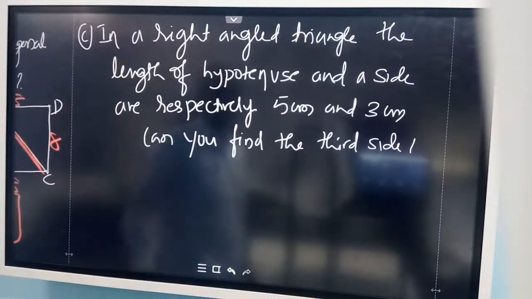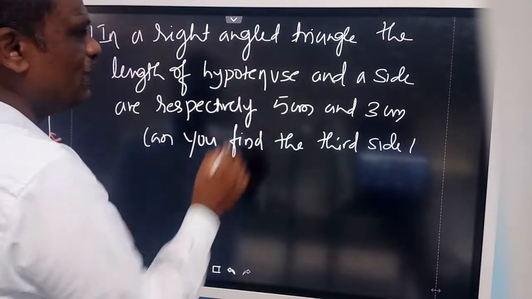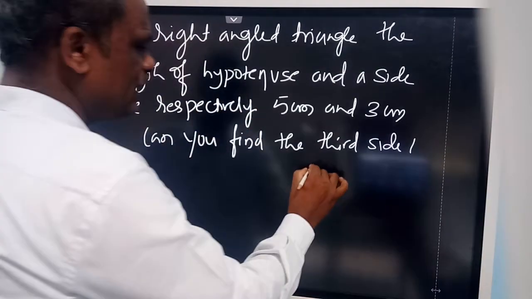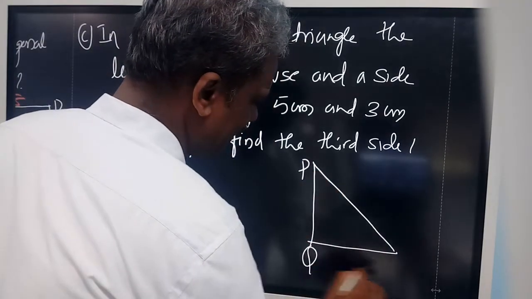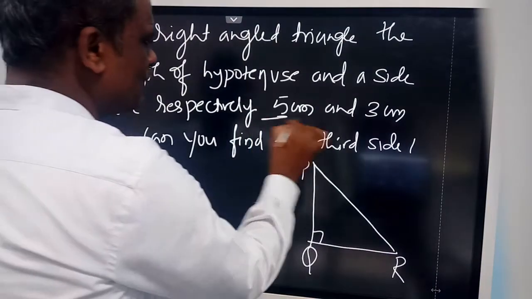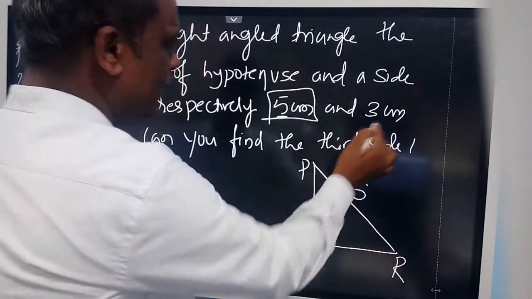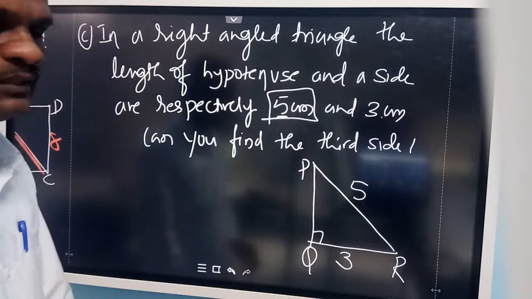Now another example you see here. In a right angled triangle, they have told one right angled triangle. Let us take PQR as a right angled triangle, right angle at Q. The hypotenuse is given, that is 5 cm, and one side is given, that is 3 cm. Find out the other side.